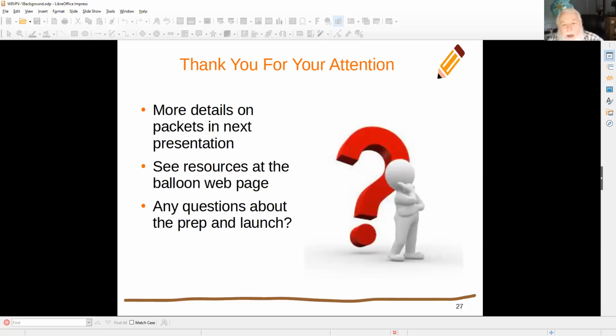Okay, it says here there are more details about the packets in the next presentation. That's not really true, so I'll correct that. You can go to the balloons webpage, and probably the easiest way there is to go to CFARC.org, and then there's a link to CFARC-edu.org, the balloons webpage there.